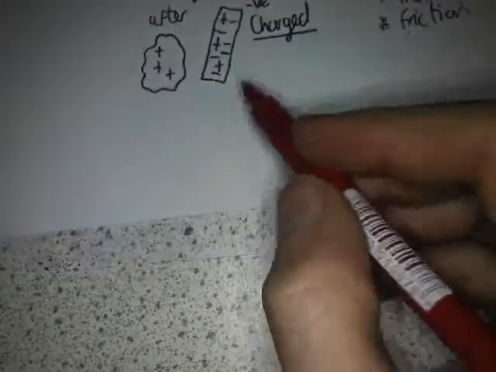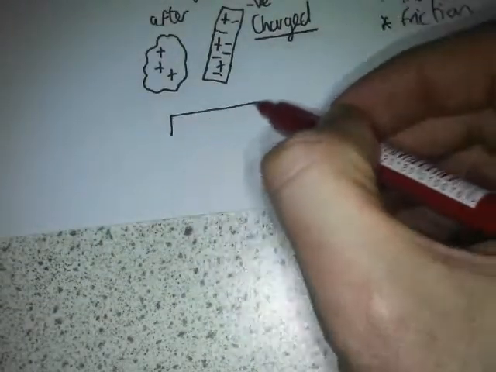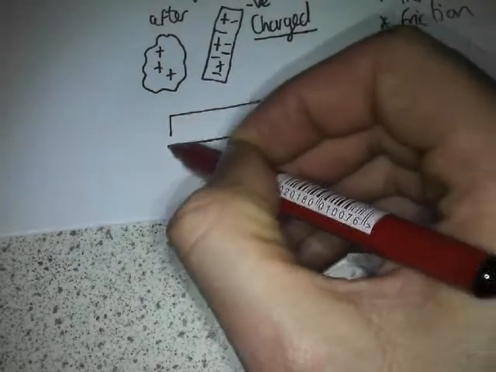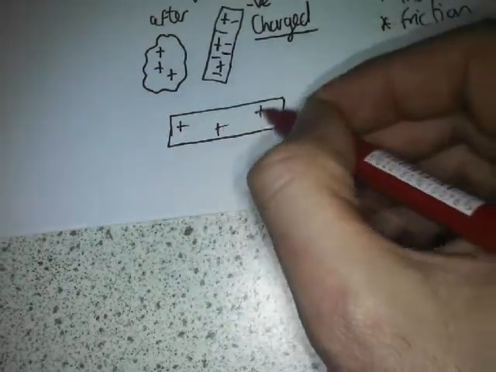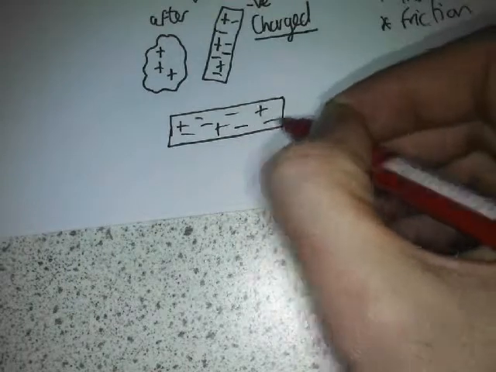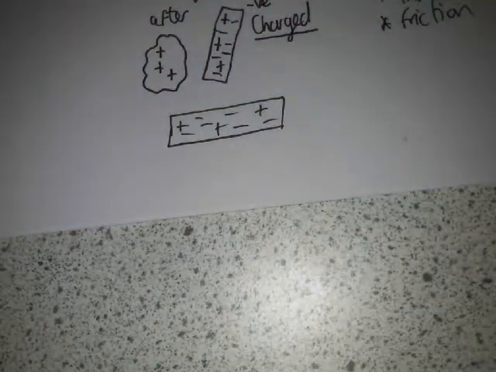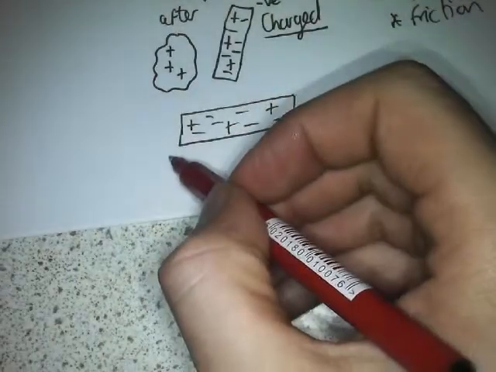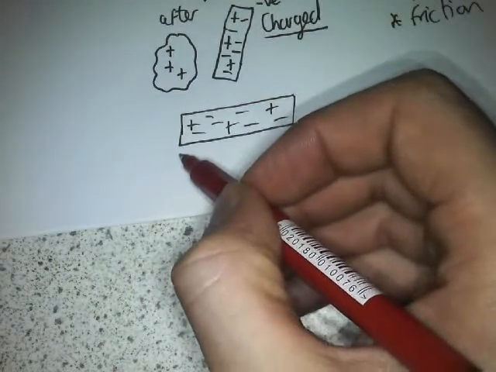Okay, it's going round charged. So if you then get this rod that you've charged up, and you bring it close, I don't know, to some little bits of paper like we did in the lesson.